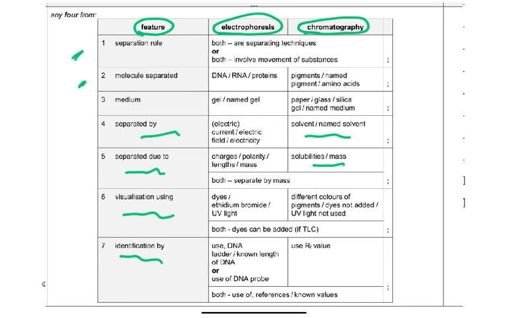Then identification: use DNA ladder, known length of DNA, or use of DNA probe. Here you use the Rf value, and in both use of references or known values, with which we have known values from previous experiments. So all these you could have given in a line and written in a sentence, or you could have given it to me in the form of a table with feature, electrophoresis, and chromatography. So that completes question number 4, and we will discuss the rest of the questions in the next video.